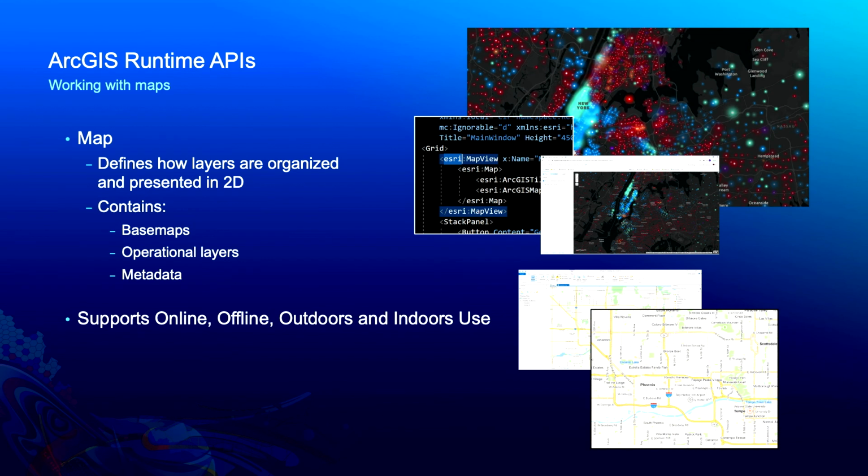Runtime works with maps, just like the JavaScript API works with maps. Obviously, it organizes the layers. It contains your base maps, your operational layers, and the metadata about the map. We like to say that Runtime maps work online, offline, outdoors, and with the most recent release, indoors. So you can have a really mobile GIS in your pocket when you're working with Runtime.